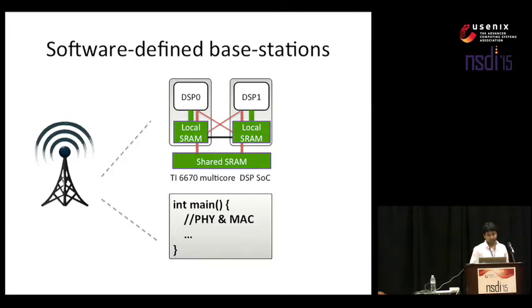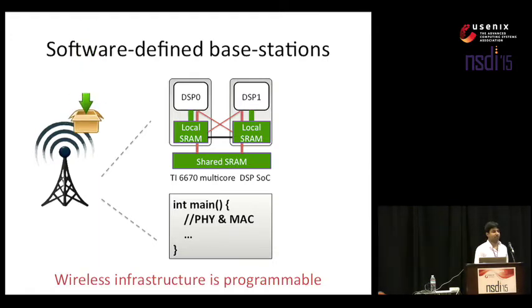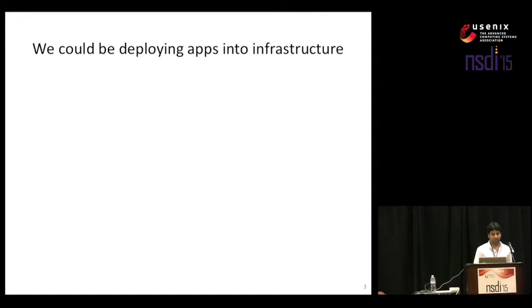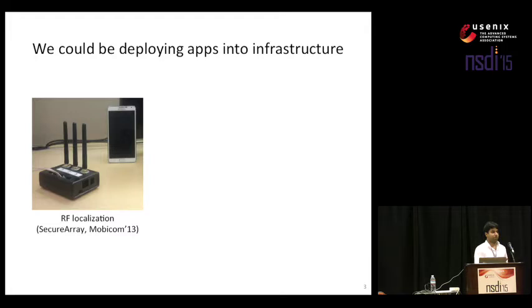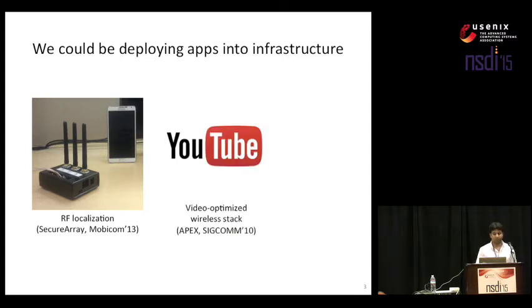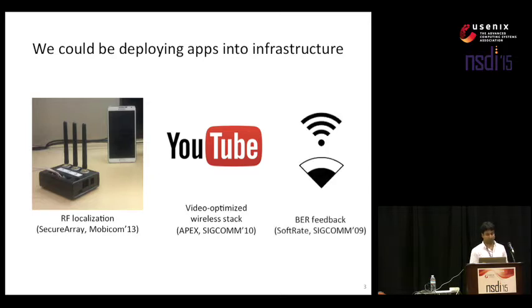Right? So that gives us a very valuable opportunity to actually start pushing out applications into the infrastructure incrementally and right away. So we could be deploying a lot of these applications that we have been inventing over the last 5 to 10 years. So for example, using RF localization, using angle of arrival estimation on MIMO arrays, or improving the communication stack using, let's say, video-specific delivery, or sending soft feedback to improve the link adaptation performance. Right. So what is needed in order to deploy these applications on the current infrastructure?